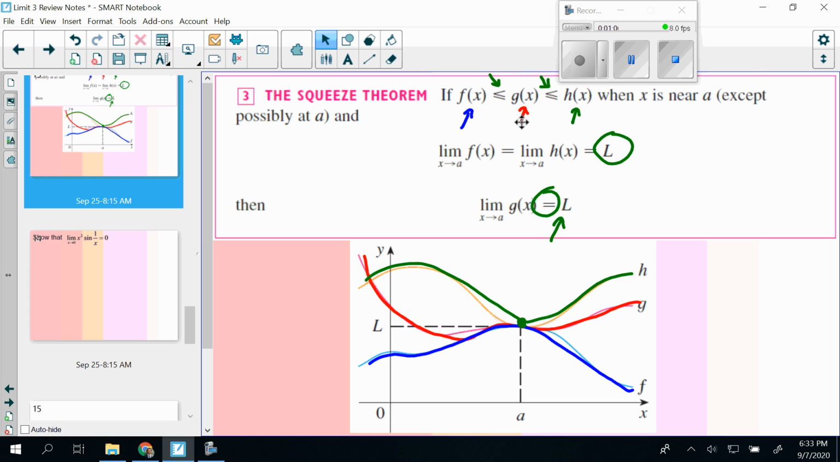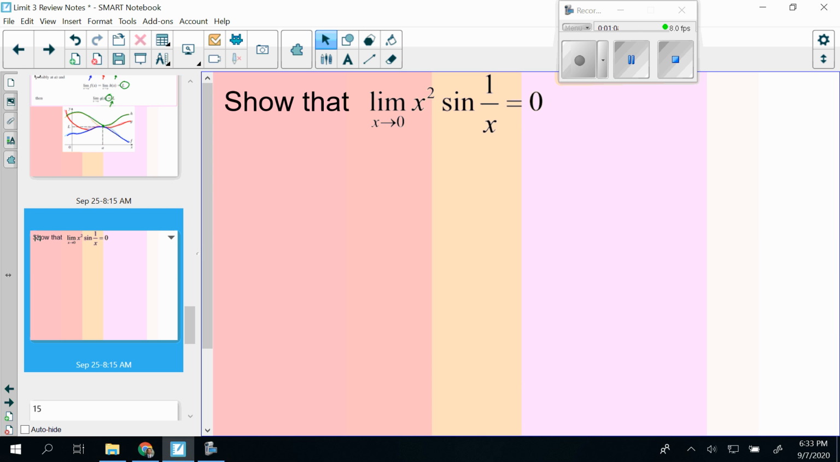Let's take a look at an example. We want to show that the limit as x approaches 0 of this function equals 0. Well, we can't just plug in our value of 0 here, because that gives us dividing by 0. And none of our tricks like factoring, conjugate, or just trying to simplify work. And so we need a different way.